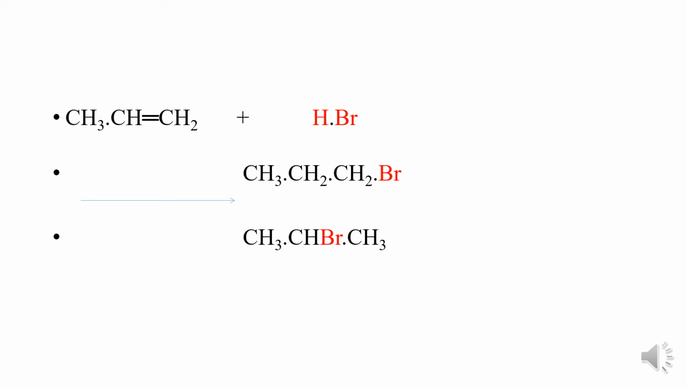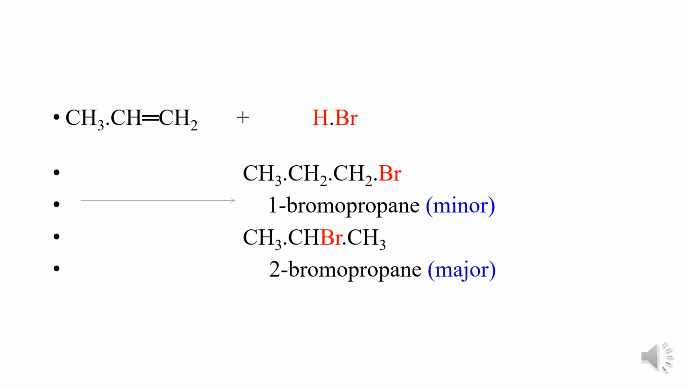We are seeing the second carbon atom is having only one hydrogen atom and the third carbon atom is having two hydrogen atoms, and they are bonded with a double covalent bond. So 2-bromopropane would be the major product in the reaction, and 1-bromopropane would be the minor product in the reaction according to Markovnikov rule.